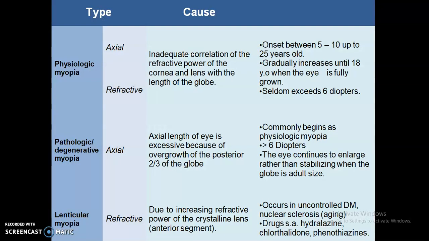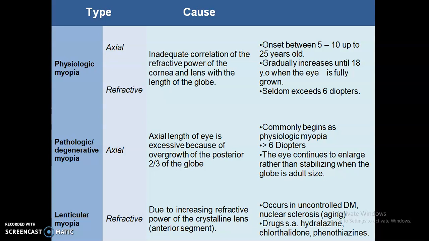Then coming to the types: physiological, pathological, and lenticular myopia. Physiological myopia, that is axial and refractive, is mainly caused by inadequate correction of the refractive power of the cornea and lens with the length of the globe. It usually onsets between 5 to 10 years up to 25 years and gradually increases until 18 years, or when the eye is fully grown, and seldom exceeds 6 diopters.